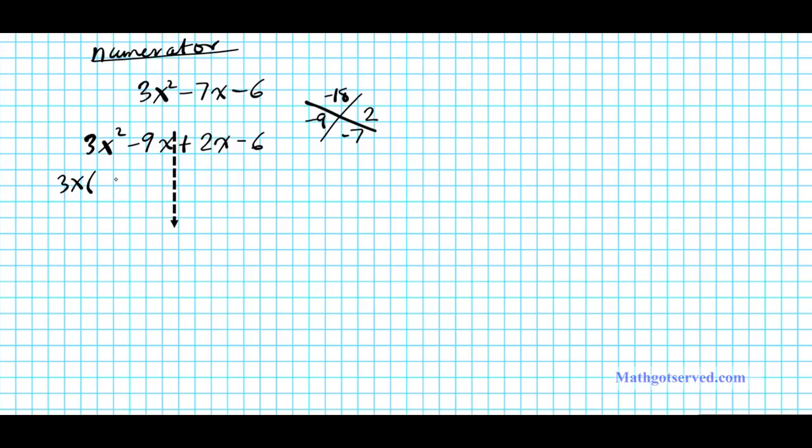Take out 3x. We have x minus 3. And then from here, we can take out 2. And we have x minus 3. So the factored form is x minus 3 times 3x plus 2.